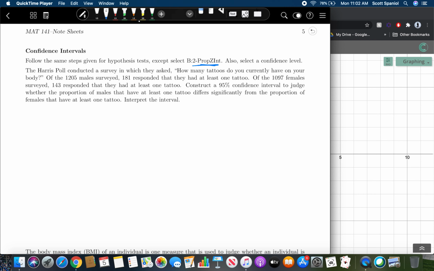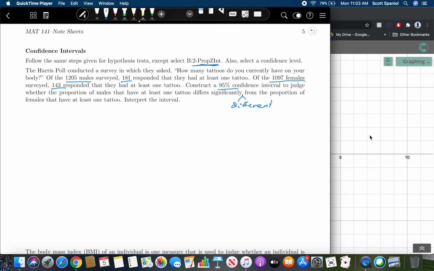So the Harris poll conducted a survey in which they asked, how many tattoos do you currently have on your body? Of 1,205 males, 181 reported they had at least one tattoo. Of 1,097 females, 143 responded that they had at least one tattoo. Construct a 95% confidence interval to judge whether the proportion of males that have at least one tattoo is significantly different from the proportion of females that have at least one tattoo. Interpret the interval. Okay, so we can make an interval using that information.